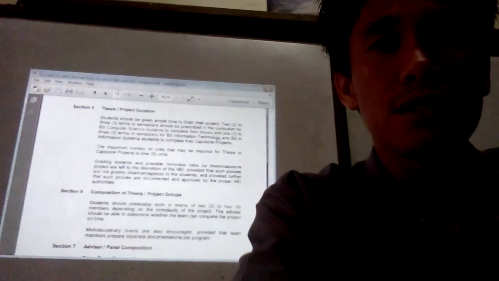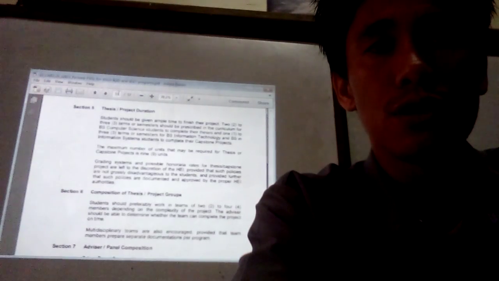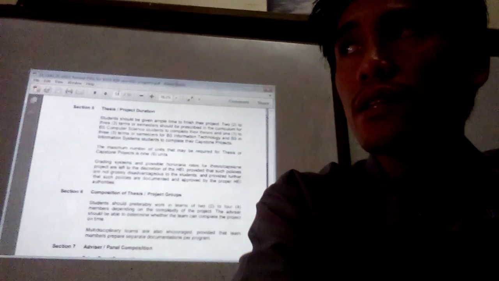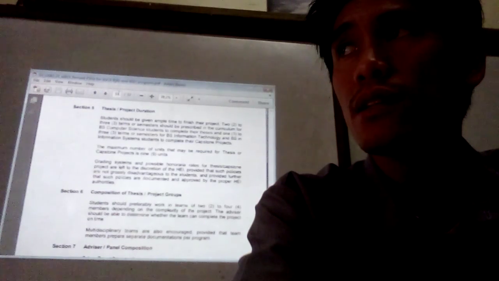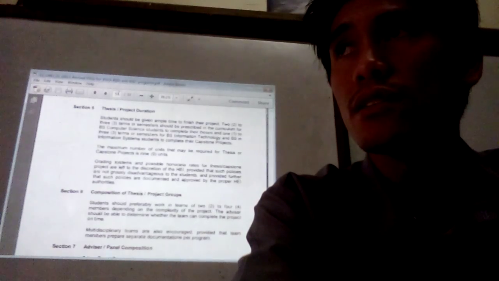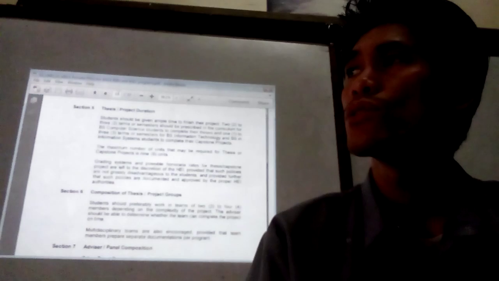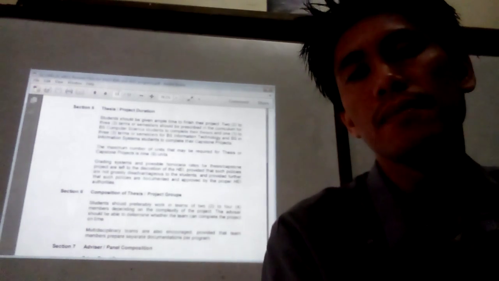Two to three semesters should be prescribed in the curriculum for BS Computer Science to complete their thesis. And, okay, many people do not finish. Maybe they are distracted with work, or with games, or with other things. That's why some people take 2 years or more to finish their thesis.